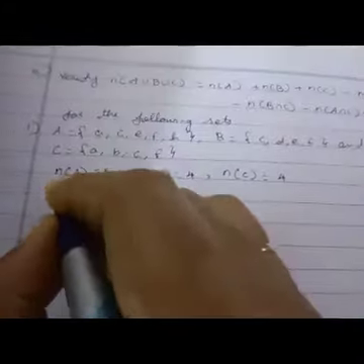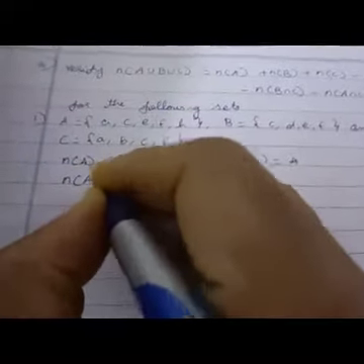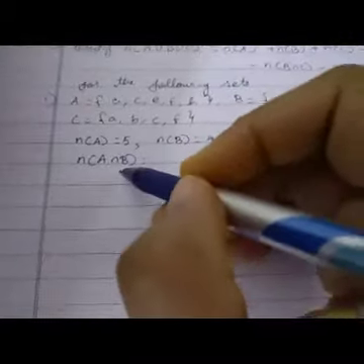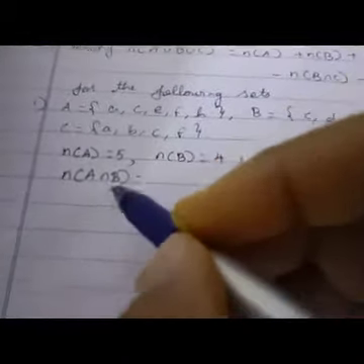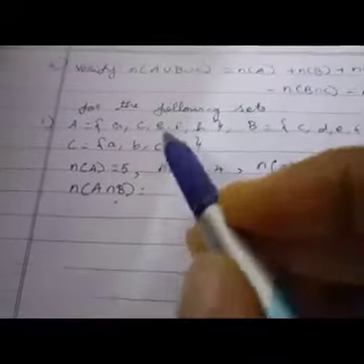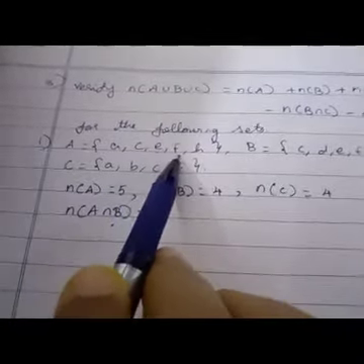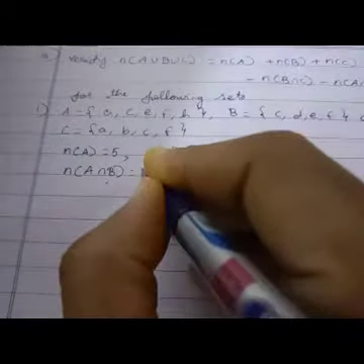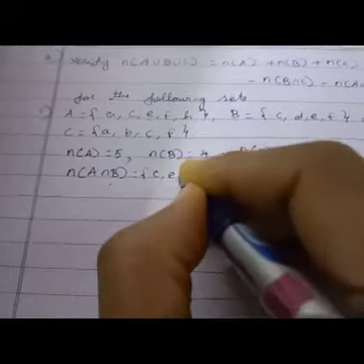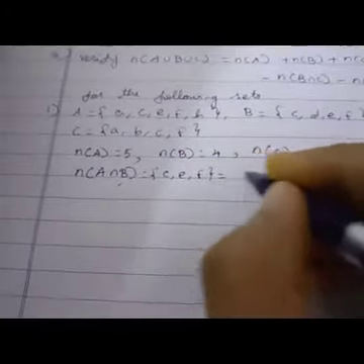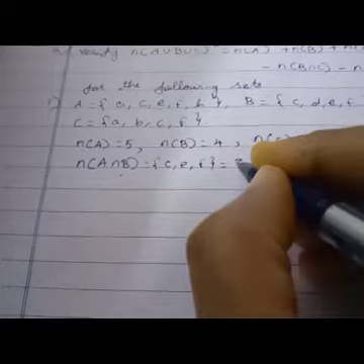Now you have to find out n of A intersection B. You know very well intersection means the common elements present in both the sets. So here in A and B, what are the common elements present? C, E and F. So your answer is 3.